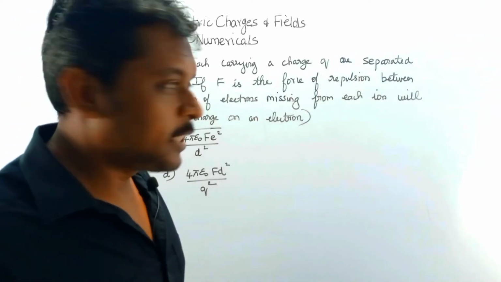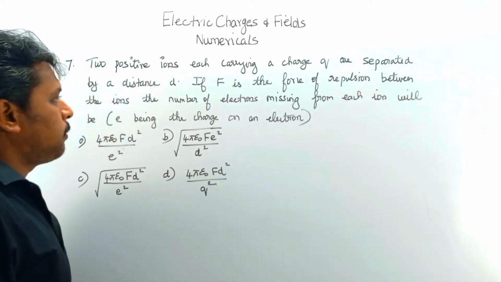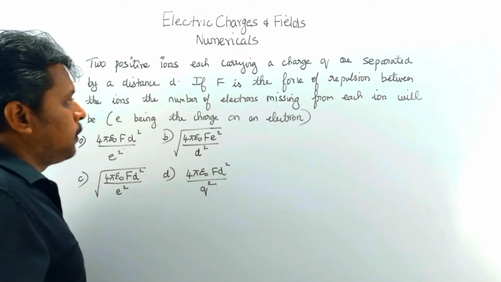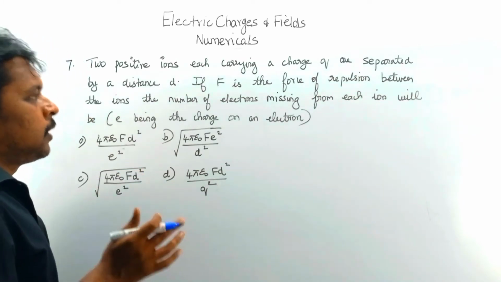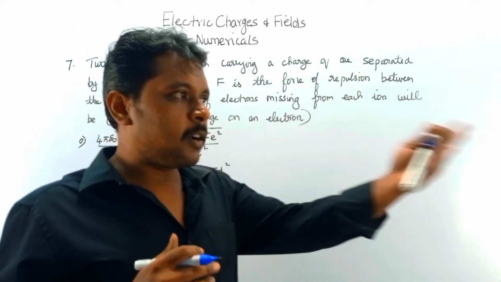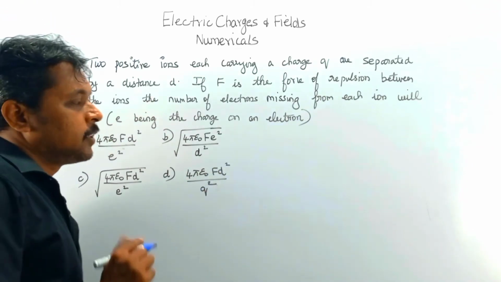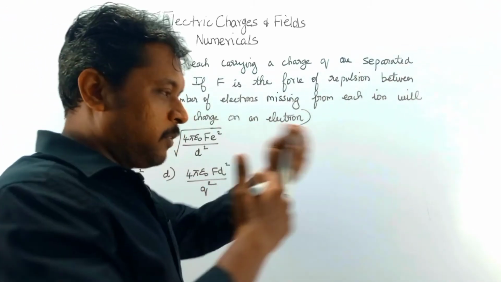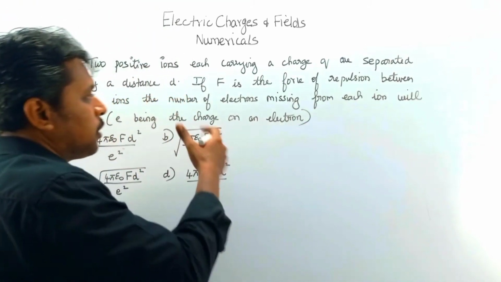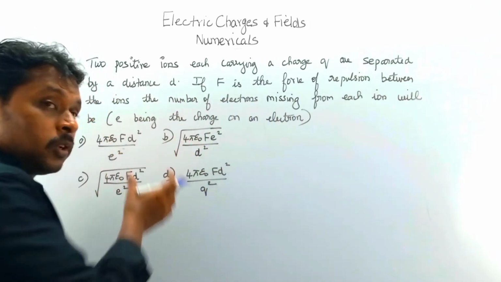Okay, so option D is the right answer. The seventh problem is that two positive ions each carrying a charge q are separated by a distance d. If F is the force of repulsion between the ions, the number of electrons missing from each ion will be? So what is the number of electrons missing from each ion to make it positive charges? We have to find an expression relating these terms.